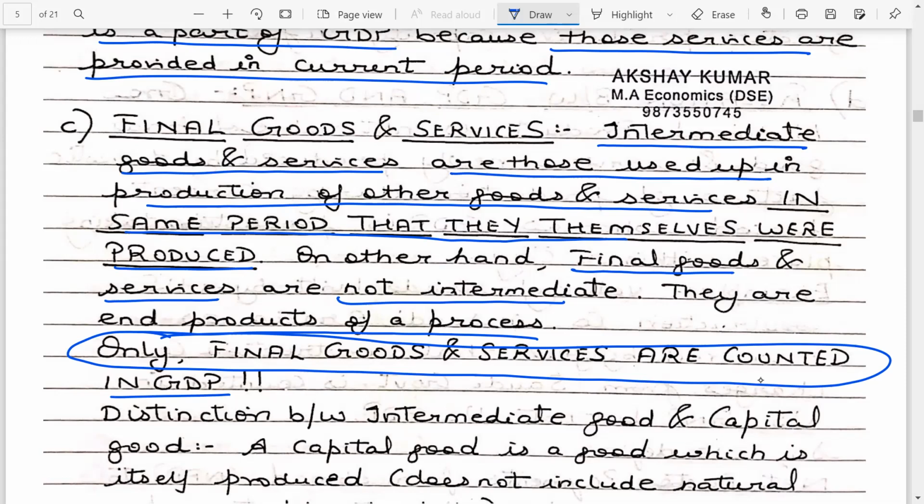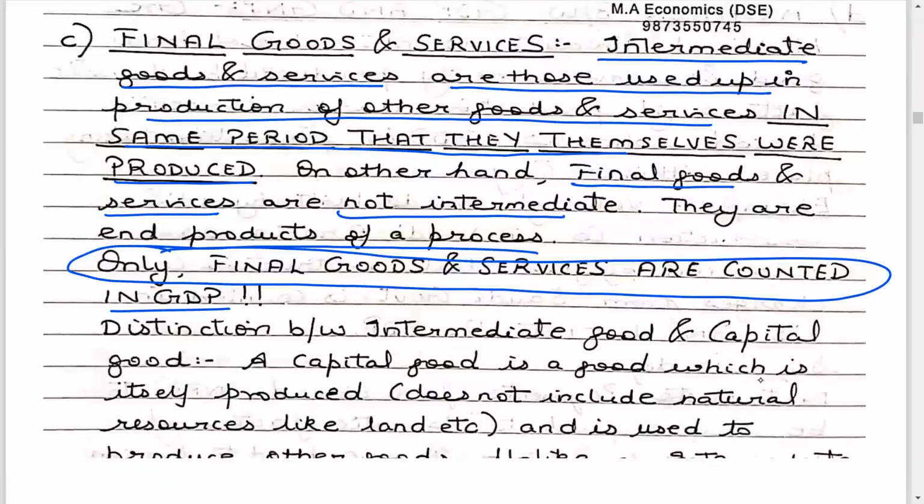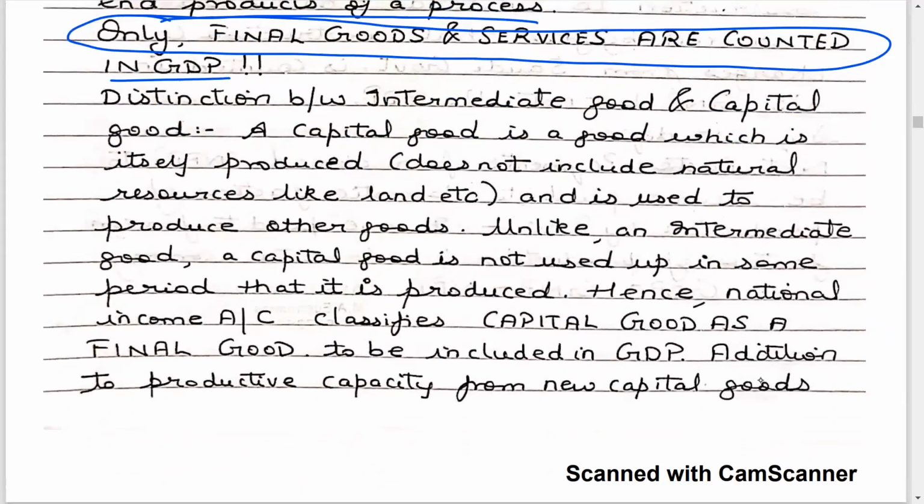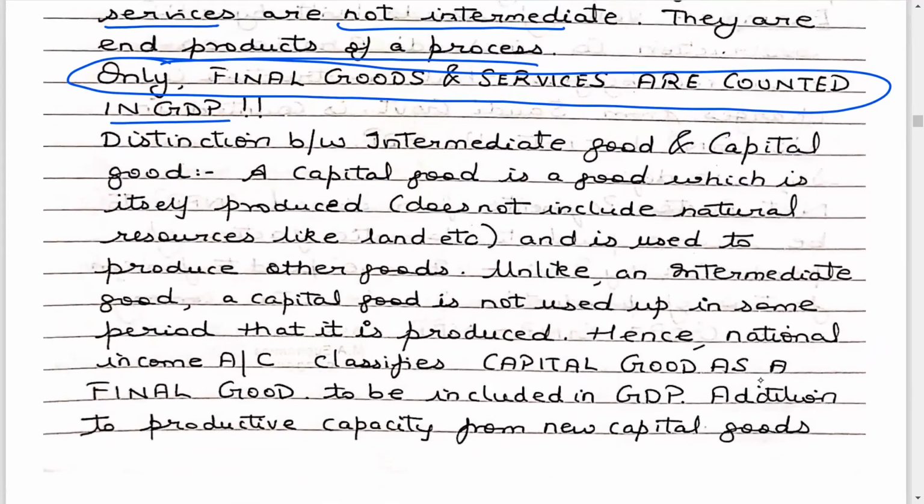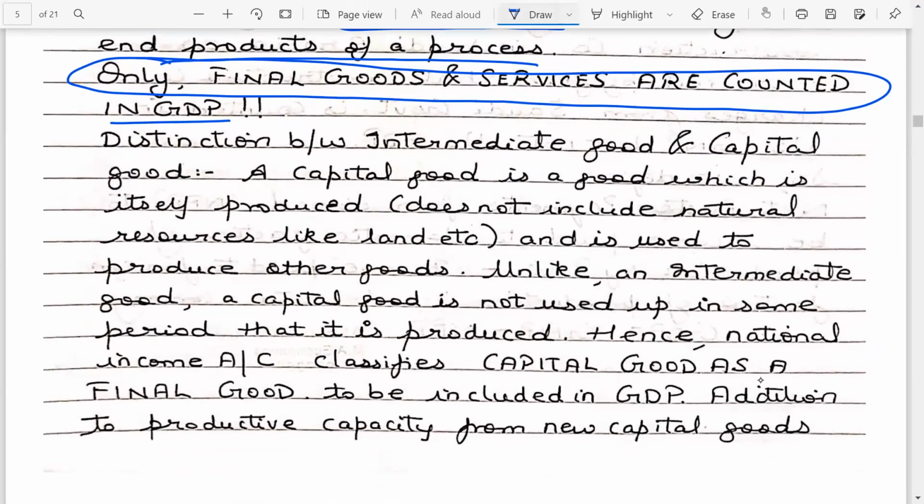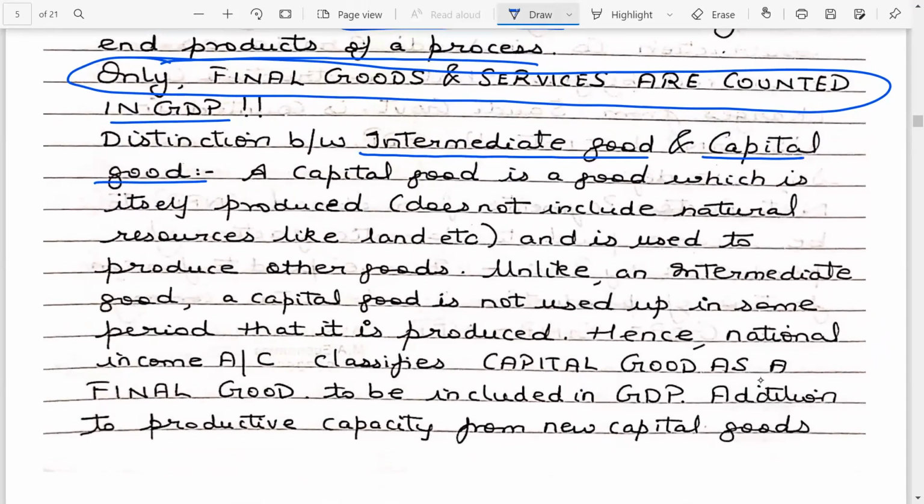Okay. Now students need to understand something very important. What is the difference between intermediate goods and capital goods? As you can see on your screen, the distinction between intermediate goods and capital goods. Now guys, intermediate goods are also used to make final consumer goods. Capital goods are also used to make final consumer goods. The only difference is intermediate goods will completely lose their existence to become the final good. Capital goods will still retain their existence.